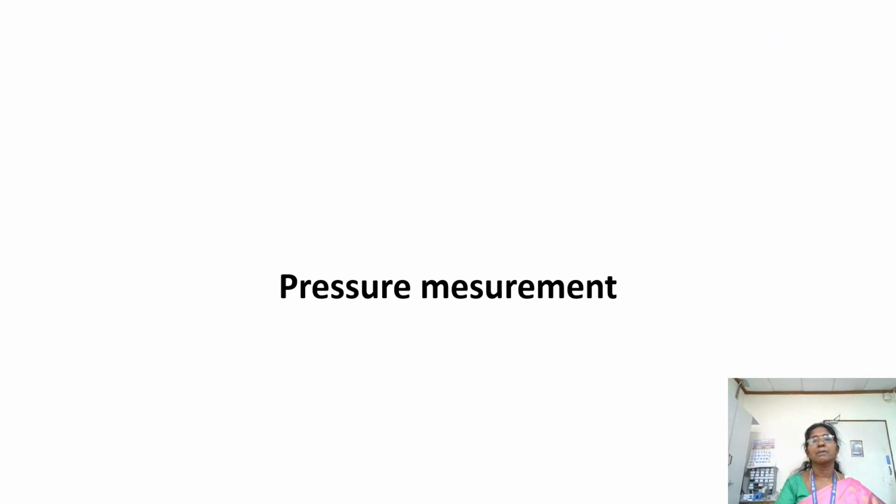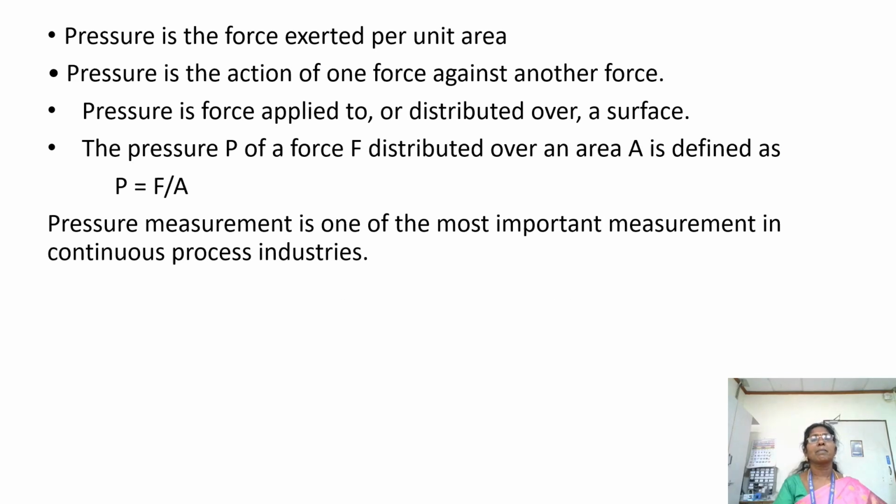Today I am going to give an introduction to the course on industrial instrumentation. Under instrumentation, I will explain pressure measurement. Pressure is the force exerted per unit area. Pressure is the action of force against another force. Pressure is a force applied to or distributed over a surface. The pressure P of a force F distributed over an area A is defined as P = F/A. Pressure measurement is one of the most important measurements in continuous process industries.